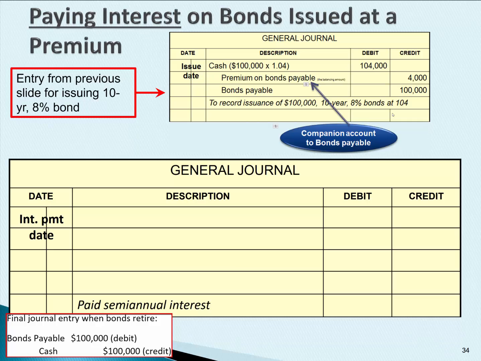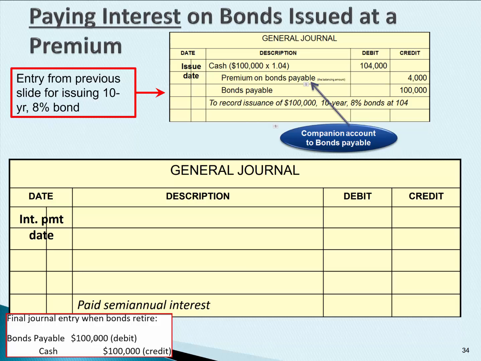So over the life of the bonds, we will want to gradually reduce the premium on bonds payable until it is zero when the bonds are paid off. That way, the final entry years later to retire the bonds is bonds payable $100,000 debit and then cash $100,000 credit. And that way, the bonds payable account will be off our books and the premium on bonds payable account will also be off our books.